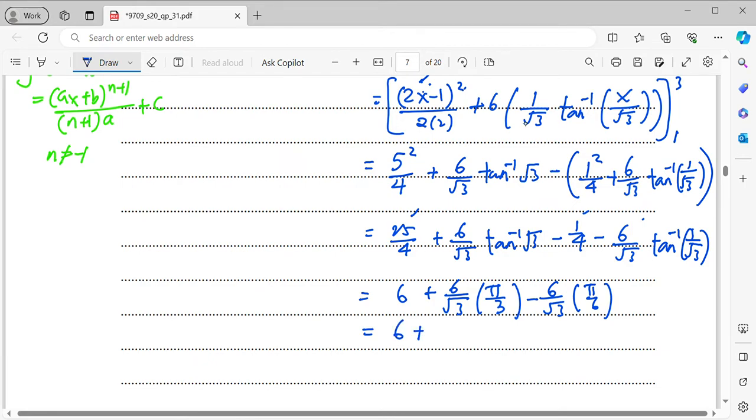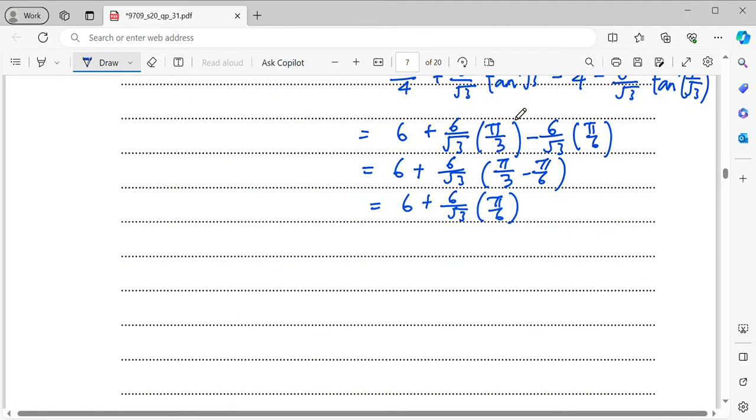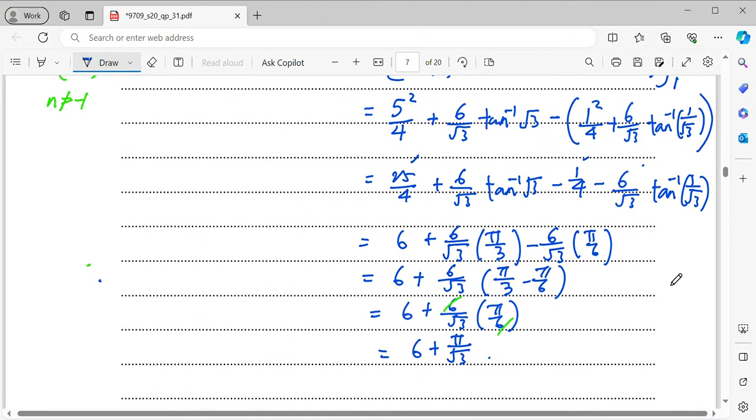Okay, so from here you can factorize 6 over square root 3. So pi over 3 minus pi over 6. Okay, so pi over 3 minus pi over 6, you will be getting pi over 6. Then the 6 will be cancelled off, and at last you will be getting the simplest form. So here is going to be 6 plus pi over square root 3. So that's the solution of this integration.